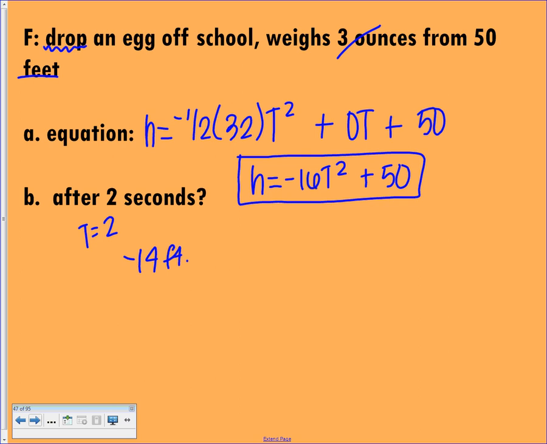Well, if we're talking about -14 feet as the height of the egg, where is the egg? Probably splattered on the concrete somewhere. So you should really just say on the ground. Now, some of you might say, maybe it's in a pool and it's 14 feet in the pool. Well, you're not going to assume that. So if you ever get a negative, you're just going to tell me that the ball is on the ground.